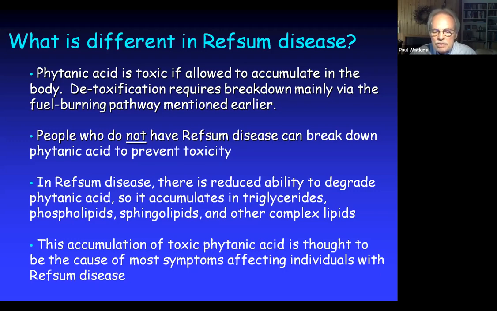The accumulation of toxic phytanic acid is thought to be the cause of most of the symptoms affecting individuals with Refsum disease. The peripheral nerve issues, the cerebellar balance issues, the retinitis pigmentosa, the hearing issues, and so forth are all thought to be caused by accumulation of phytanic acid, particularly in the nervous system.